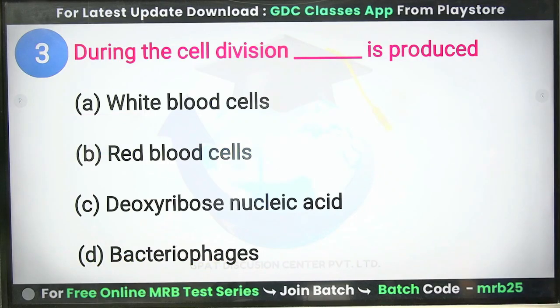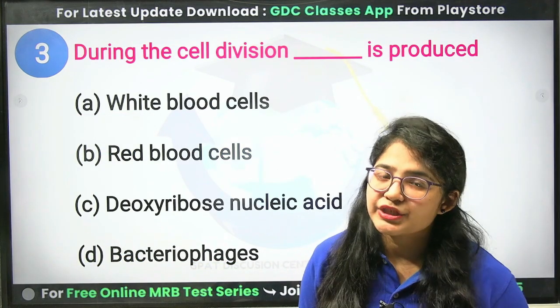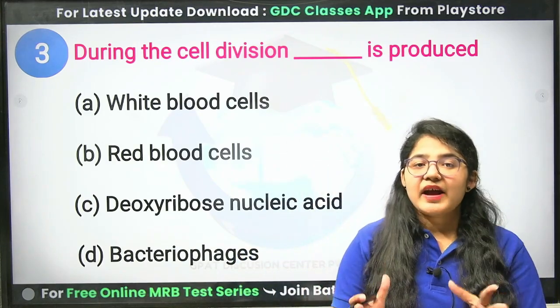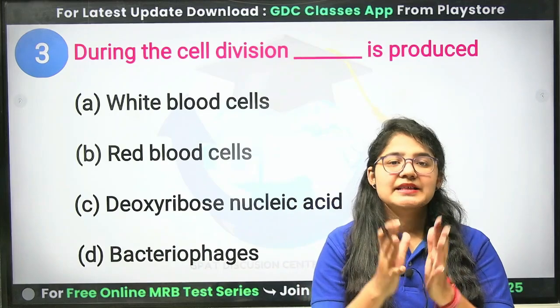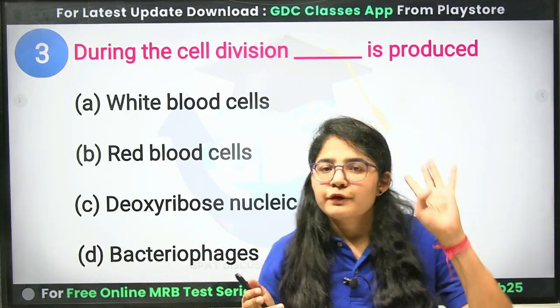During the cell division, dash is produced. Now, cell division is a process where your nucleus is divided into two parts, your cell cytoplasm is divided into two parts, forming two daughter cells or four daughter cells.